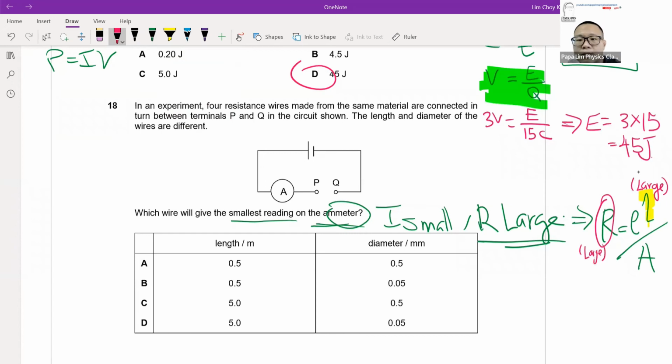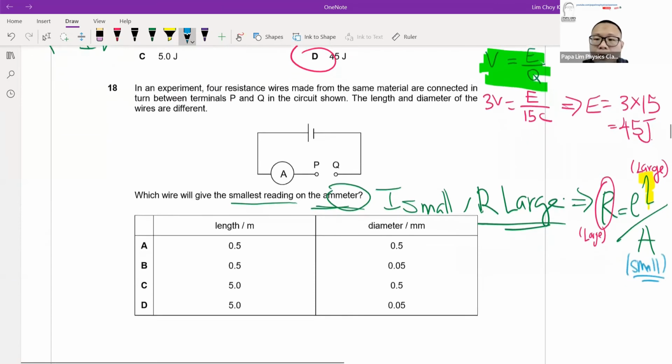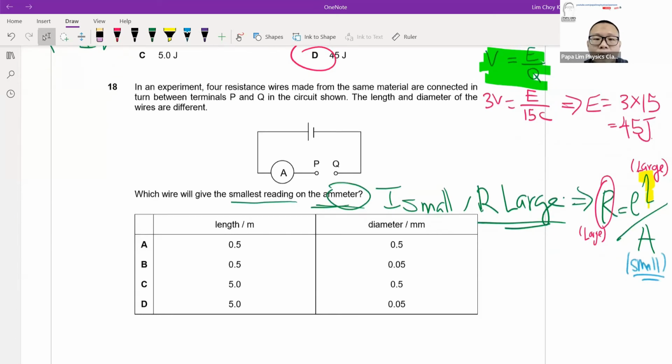So that my resistance can be large. For my resistance to be large, my area has to be small. The denominator has to be as small as possible. So we are looking at the numbers. We are looking at the number here.